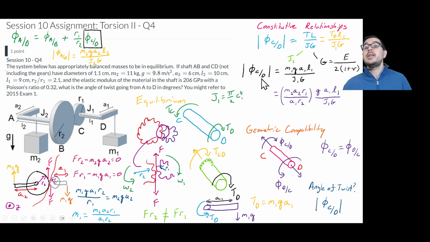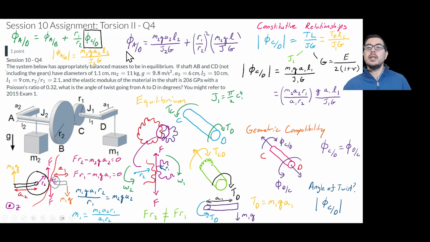And now that I know phi CD, finally, I can write the final algebraic solution, which is that we have phi AD equal to this phi AB term here, plus, now look at this, we had an R1, R2, and we have an R1 over R2, so we have this quantity squared, and then we have M2GL1 over J1G. We substituted M1, so there's no M1 written in this problem. It's all in terms of M2.